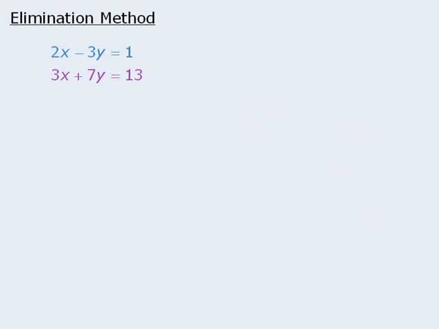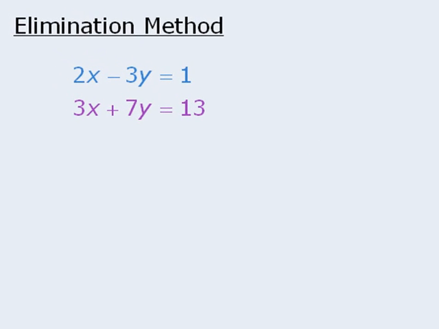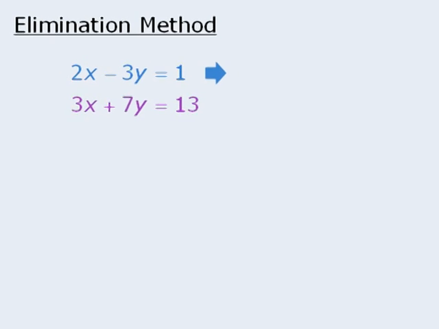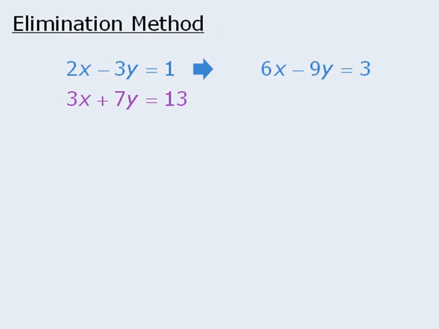Okay, let's try one more. To solve this one, let's first take the top equation and multiply both sides by 3 to get the equivalent equation 6x minus 9y equals 3. Next, we'll take the bottom equation and multiply both sides by 2 to get 6x plus 14y equals 26. Since we now have 6x in the top equation and 6x in the bottom equation, we can subtract the two equations in order to eliminate the x's.